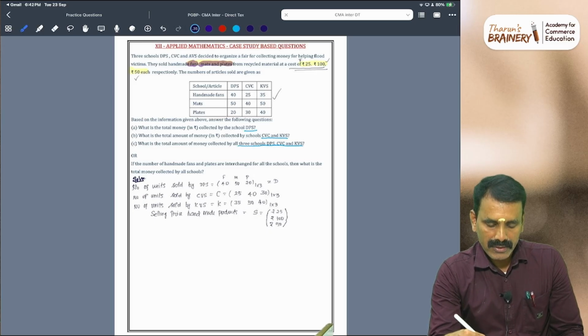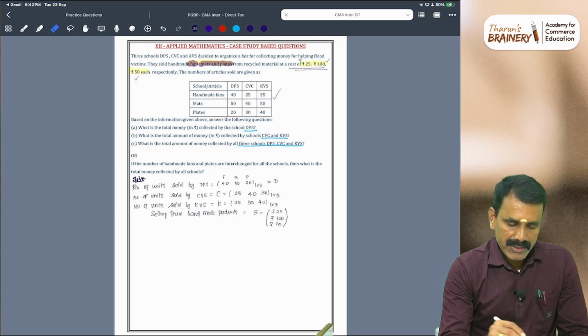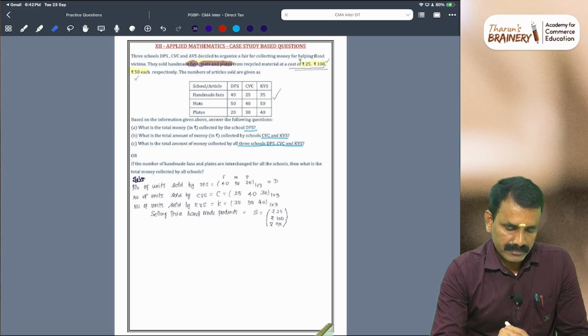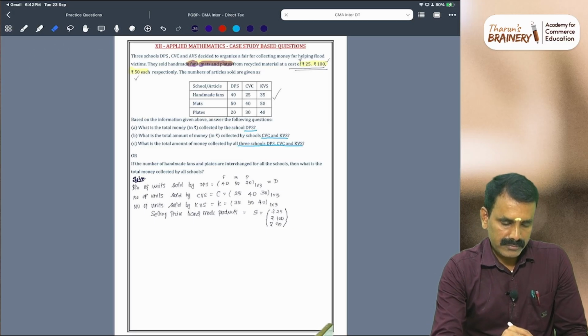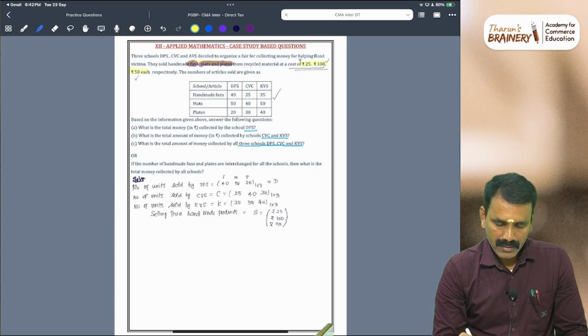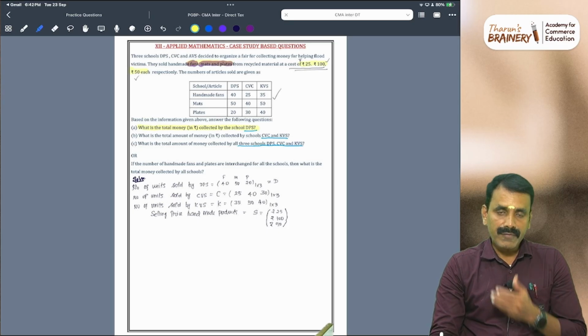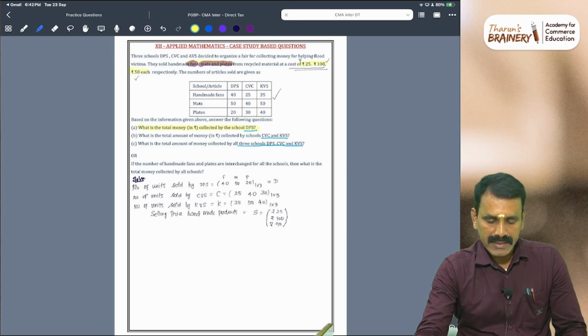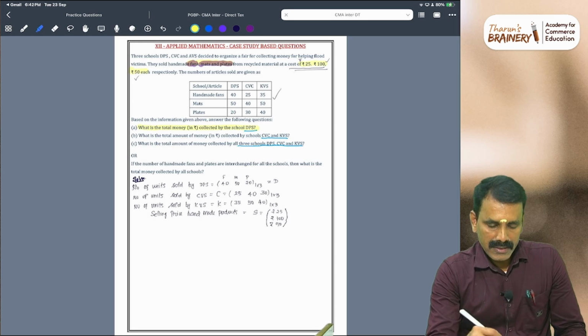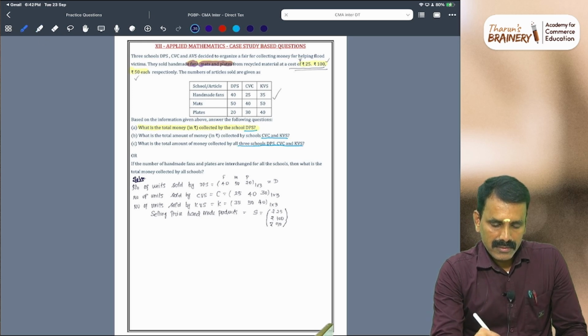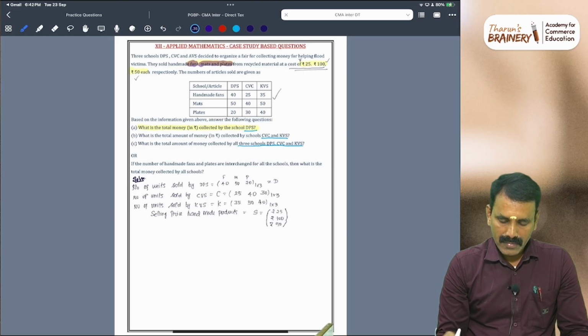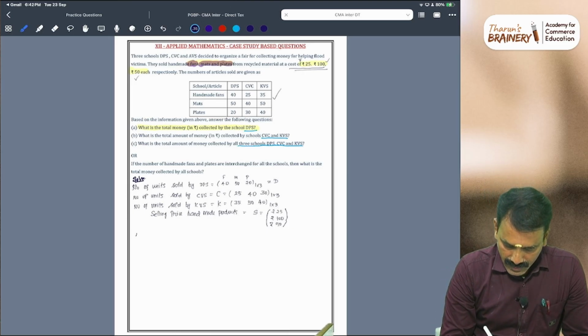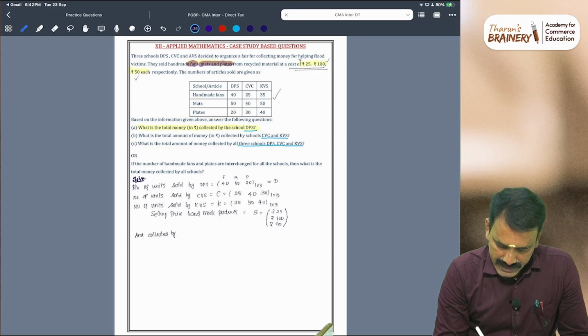Now we are going to start calculating the answer. The first question: what is the total money collected by the school DPS? First question is a simple question. How much they collected? Is it clear? So we calculate the amount collected by the first school, DPS. How to find out?